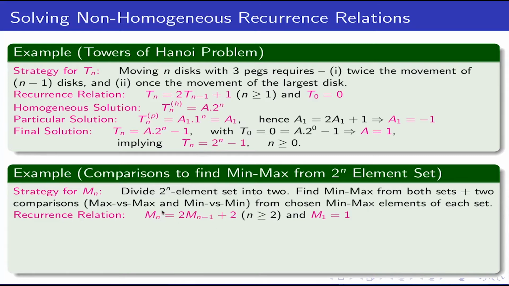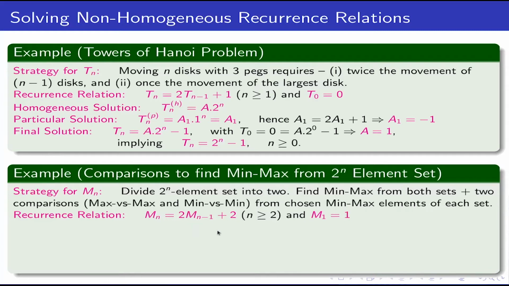So the recurrence relation would be that computing the max and min for a set of 2 to the power n elements takes 2 times computing the max and min for an n minus 1 element set, because I am computing once for each set, plus the last 2 comparisons that you do for max and min. And M1, if you have a set of 2 elements, that is 2 to the power 1 elements, you only need 1 comparison to declare the max and min, because one will be the larger, one will be the lesser.